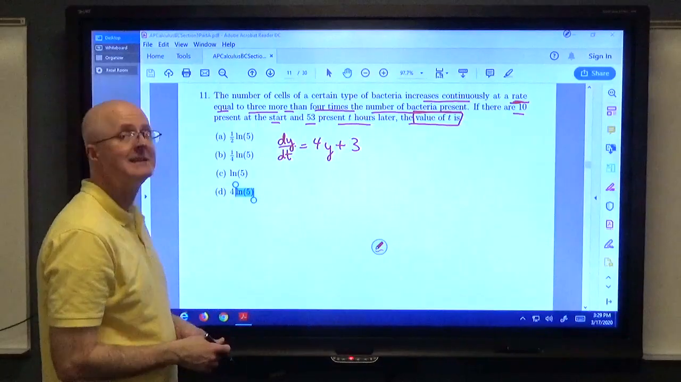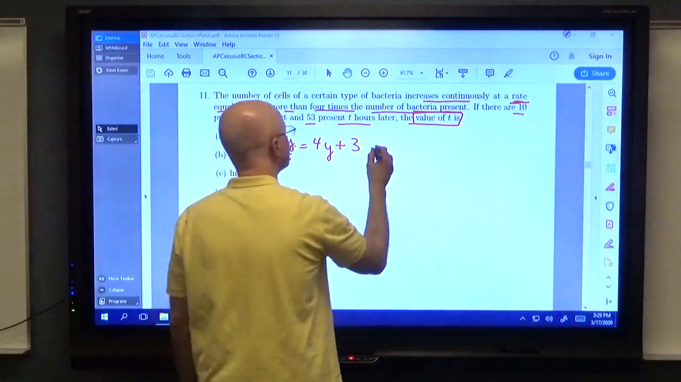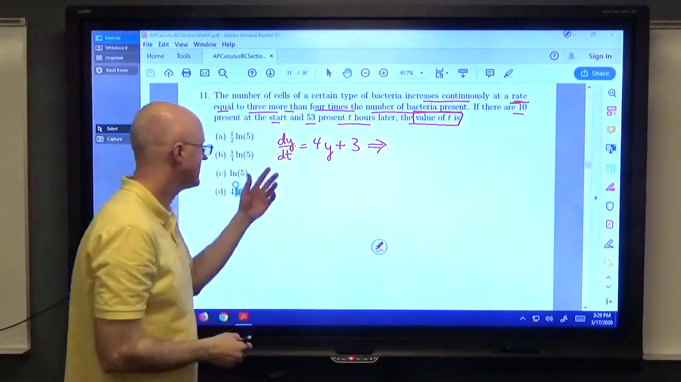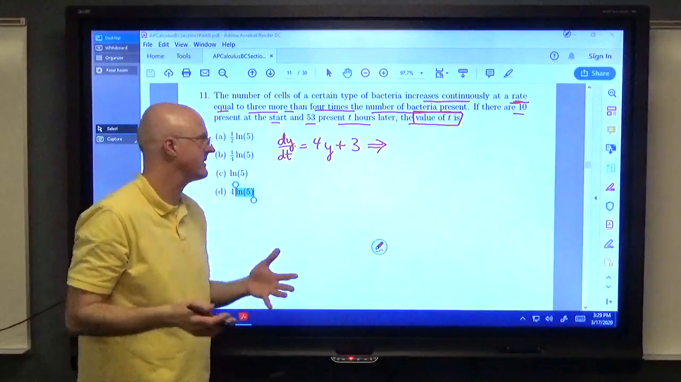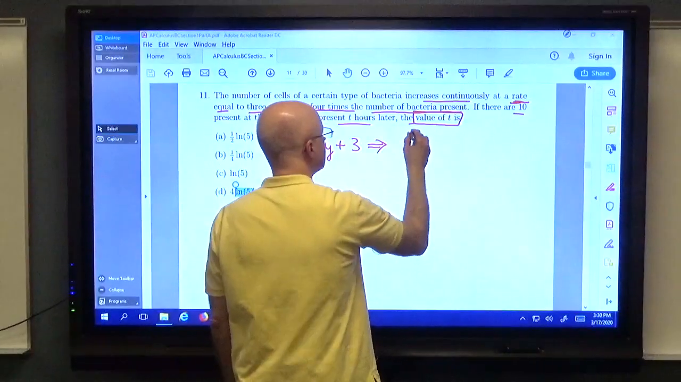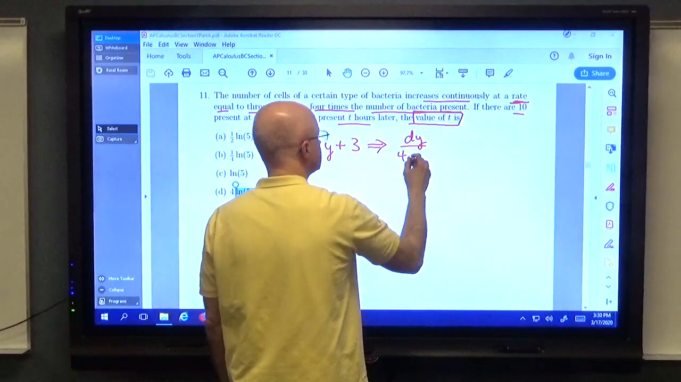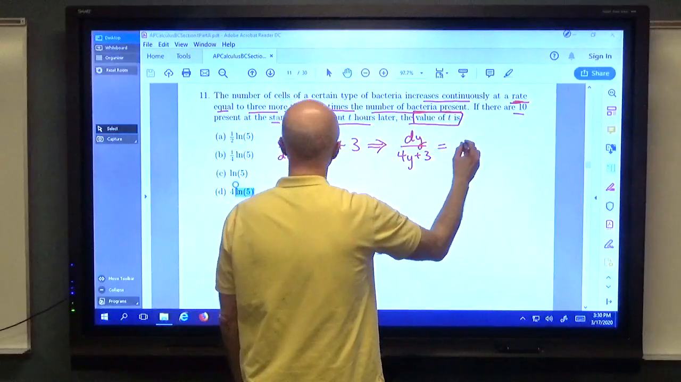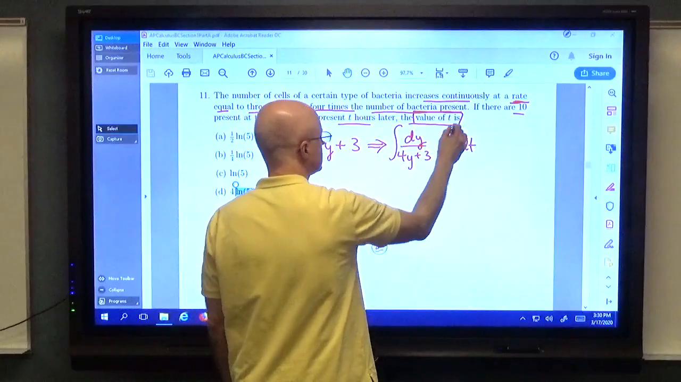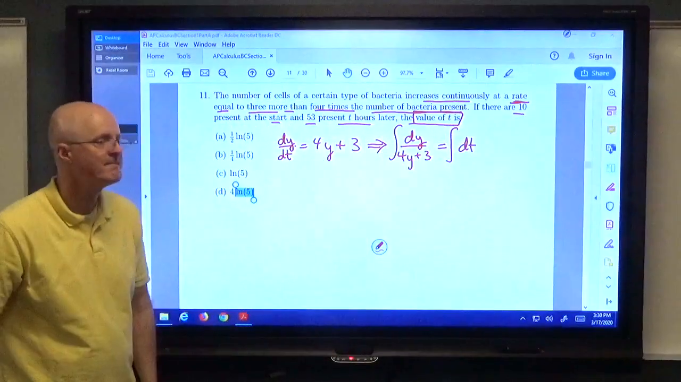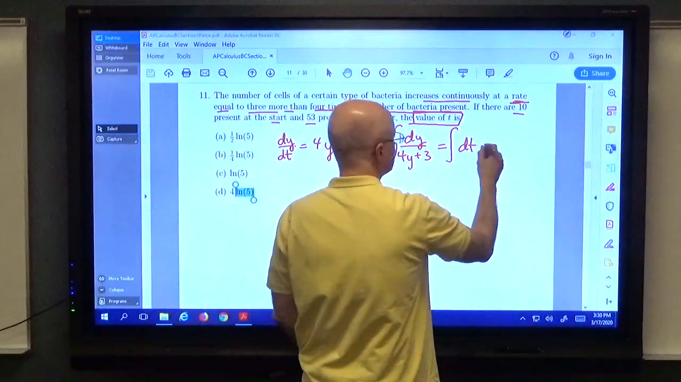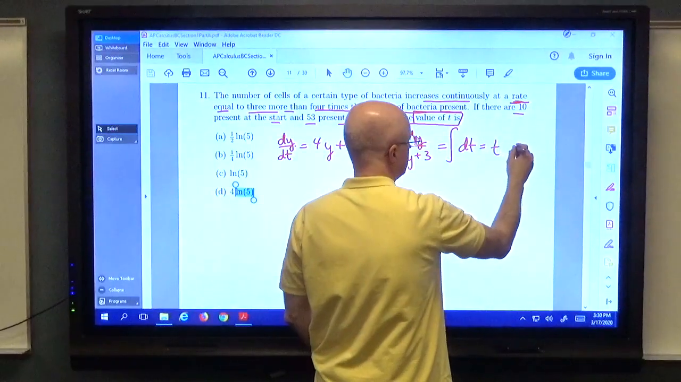I'll use that later. Let's solve this differential equation. How? Separate variables. You want all the y's on the left, say, and all the t's on the right. Pretend that you're multiplying both sides by dt, even though that's not technically what's going on. Divide both sides by 4y plus 3. You can write the differential equation in this differential form, it's sometimes called. And when you have it in this differential form, you want to then integrate both sides. The left side can be done with a substitution. The right side can be done very easily as just t plus an arbitrary constant.